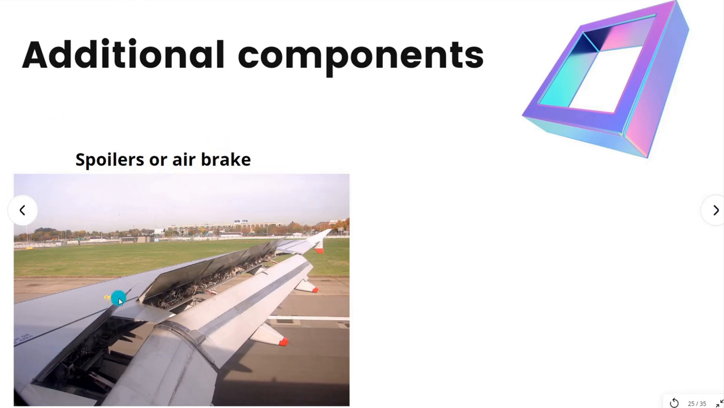Here in the picture you can see the spoilers deployed. It basically obstructs the air, and it increases the overall drag of the aircraft, and it also reduces the lift force. So this is how it assists during the landing.